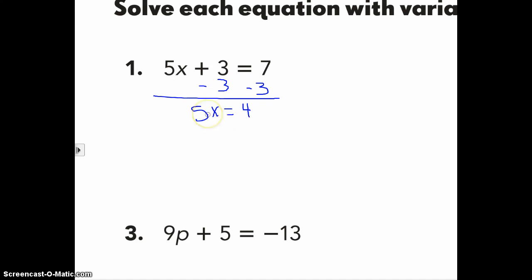Okay, so now I have a multiplication here, and that's 5 times x, and I use the opposite of multiplication, which is division. So I divide both sides by 5. At this point you have the option, you can do 4 divided by 5 and get 8/10 as a decimal, or in most cases it's okay just to leave it as a fraction, 4/5. Alright, let's look at one more example here.